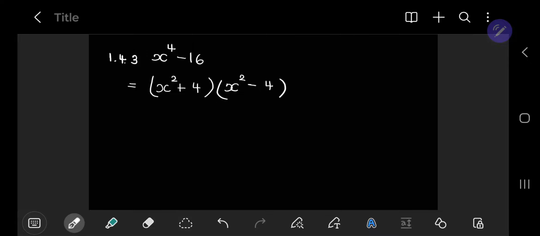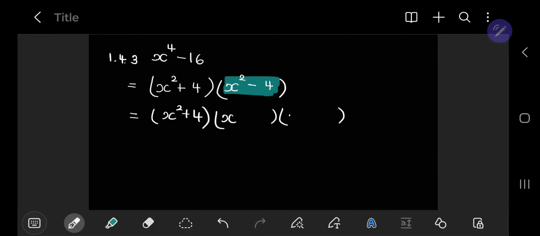However, we notice something interesting here. We notice that our second bracket happens to be difference of two squares as well, because we have x squared minus 4. So what we can do is keep the first bracket as is and further factorize the second bracket. So we're going to open up two brackets to factorize that. We know to get x squared, that's going to be x times x. To get 4, that's 2 times 2. One bracket gets a plus, the other bracket gets a minus. So this is now fully factorized.